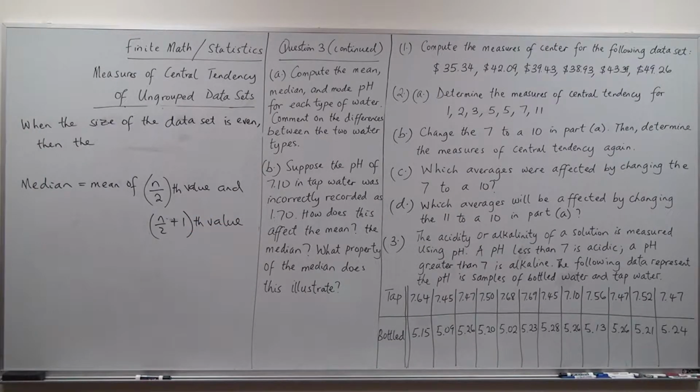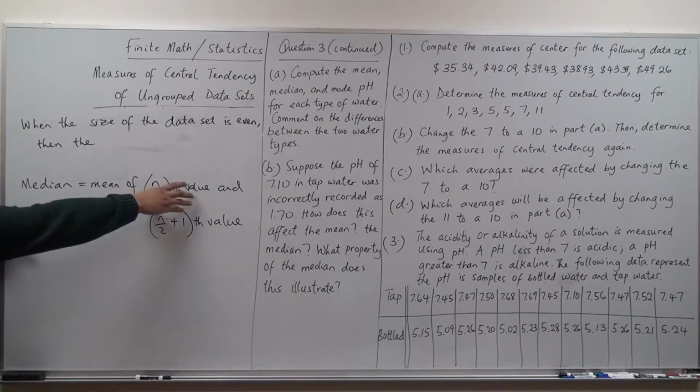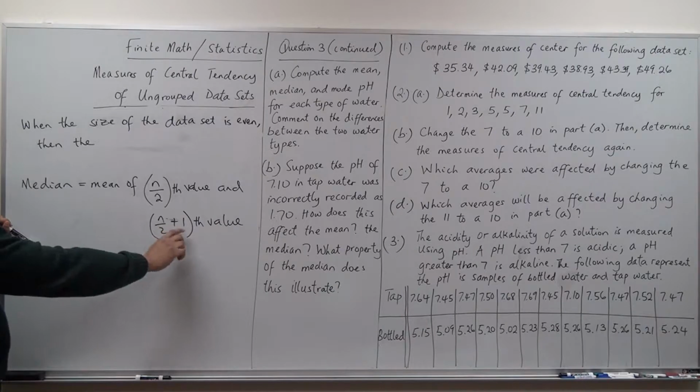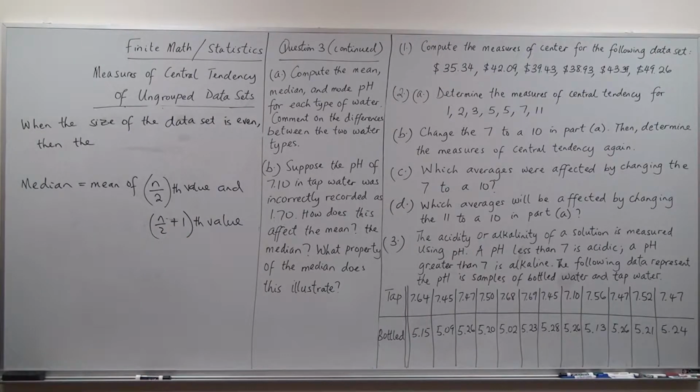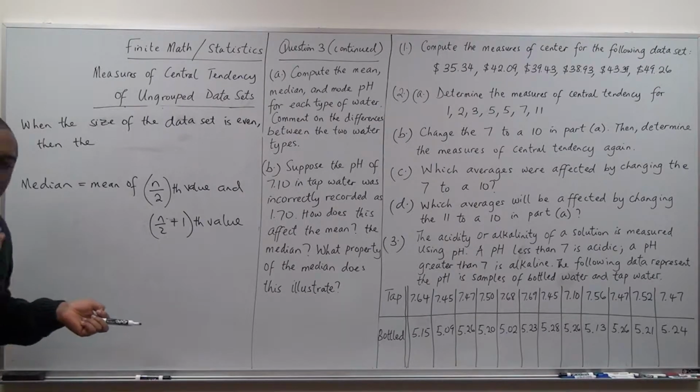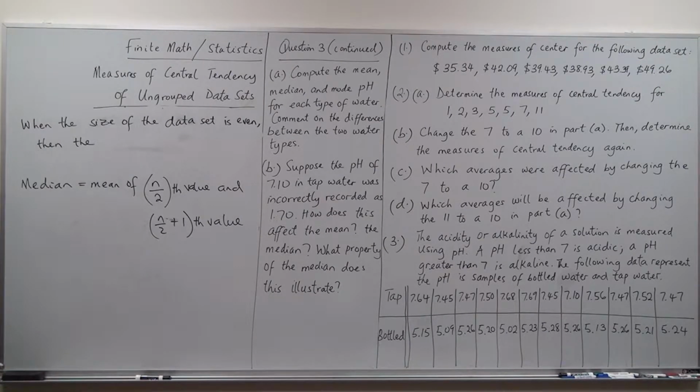Okay, if the data set is even, then the median will be the mean of the n over 2 value and the n over 2 plus 1 value. The mean of it. That means you add both of them, the two values, and divide by 2. That is what it means. So let's look at an example.